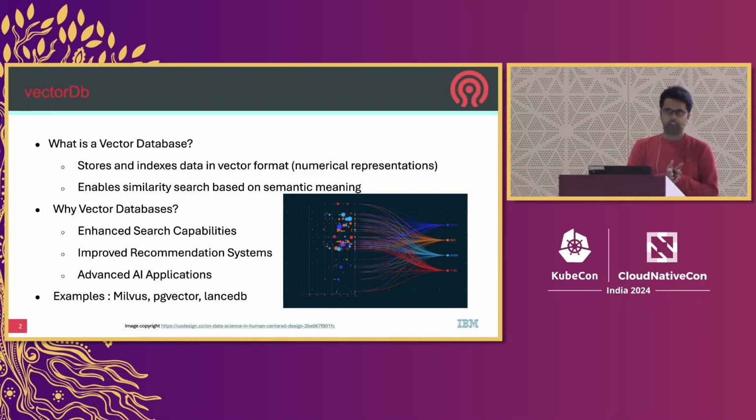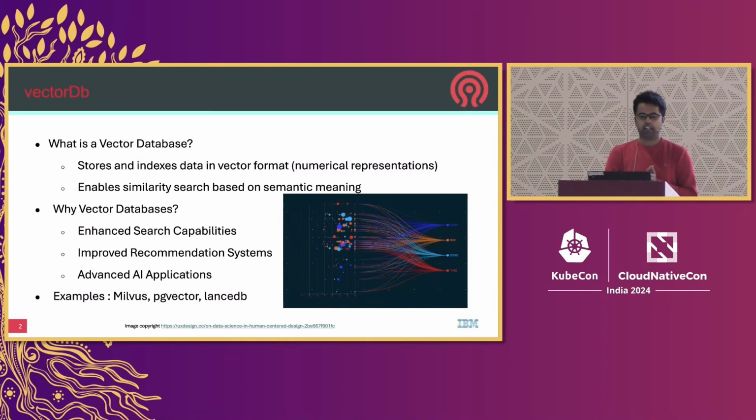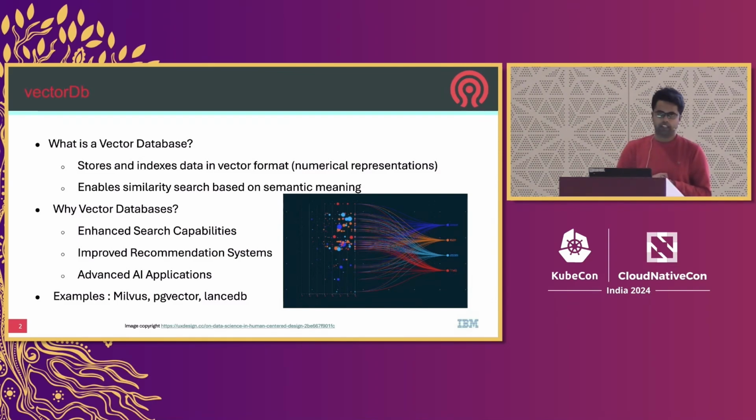And what's the use for it? It helps in similarity search, so it can be used for recommending systems or even for AI applications. There are a few examples out there. In my presentation I will talk about Milvus, but this can be applicable to all the vectordbs. Others are PG vector, which is based on Postgres, and LanceDB as well.